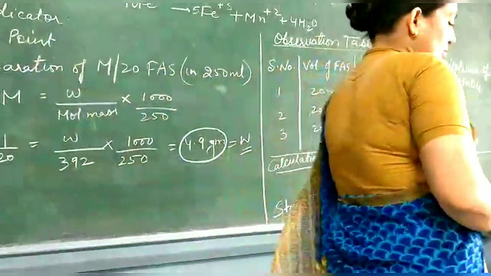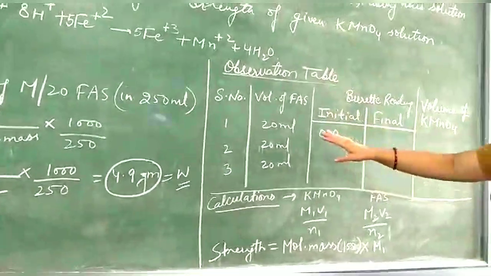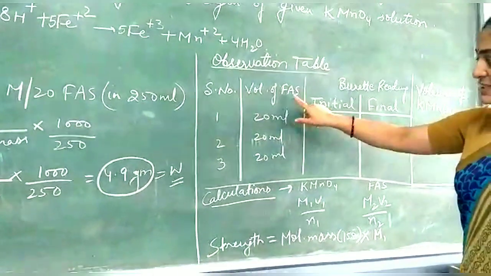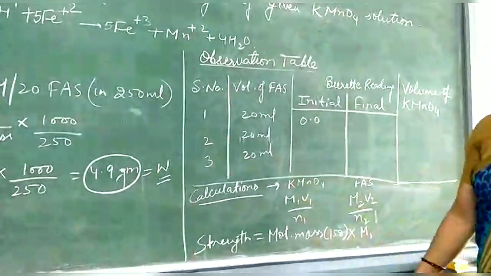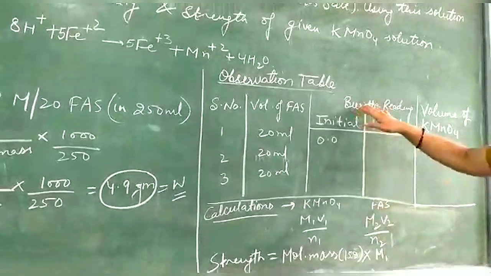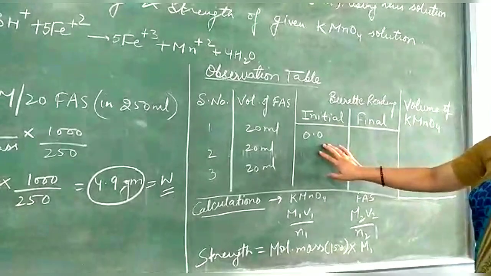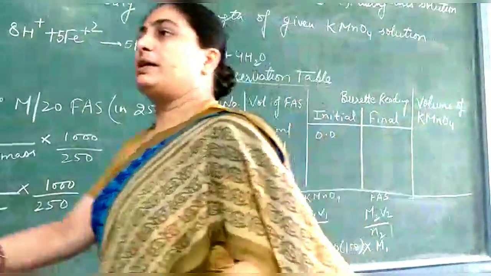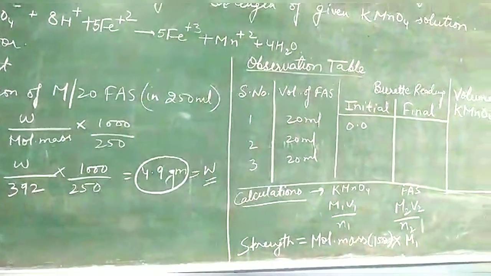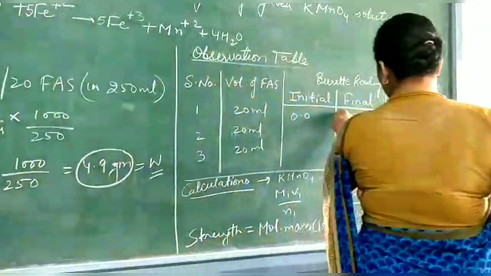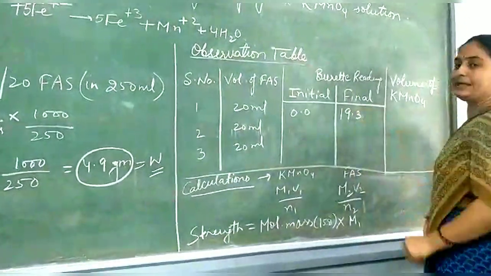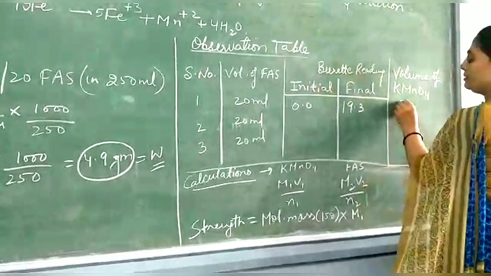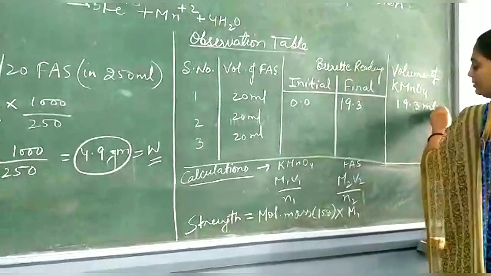So please come and check this observation table. I have made an observation table that you are supposed to make in the same manner. Serial number, volume of FAS, that would always be the same, 20 ml every time, because we have taken a 20 ml pipette. Burette reading, initial reading we have is 0.0 as we started with 0.0. Final we have reached up to, we saw what value came in this, 19.2, sorry, 19.3. So I got this reading as 19.3, and here volume of KMnO4, that is actually final minus initial. So I'll write it here as 19.3 ml.